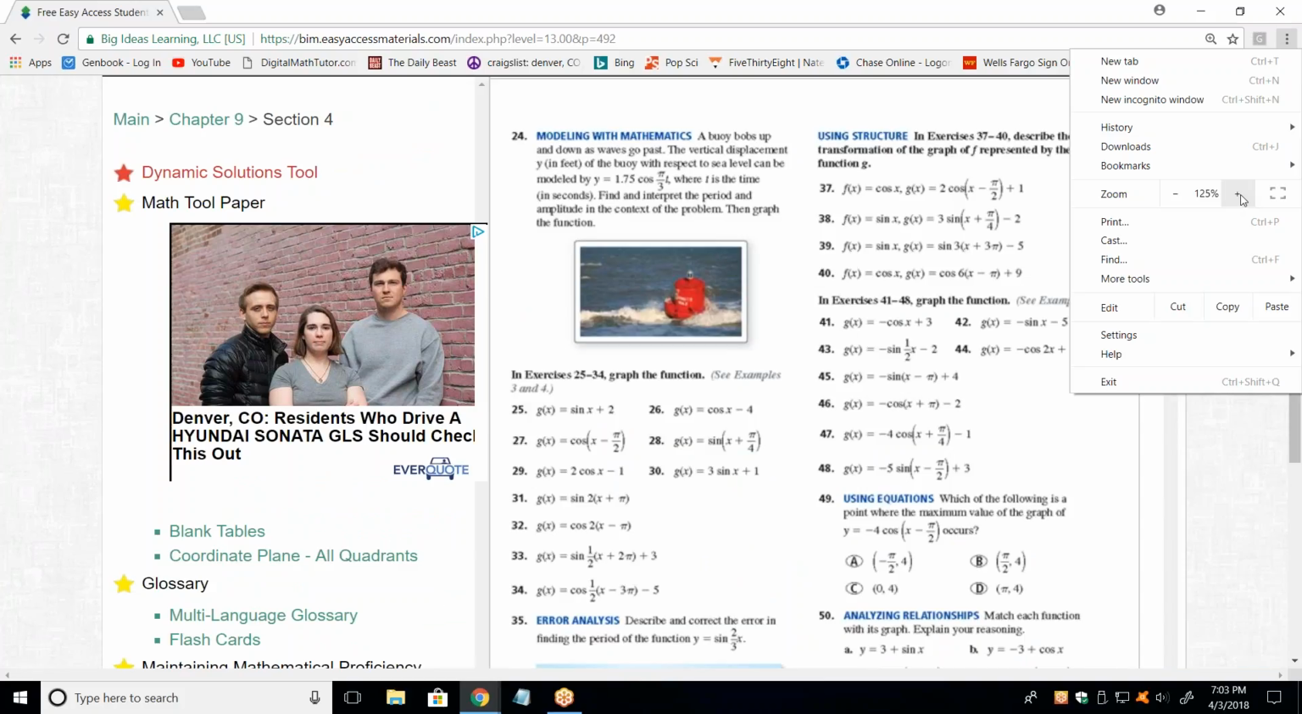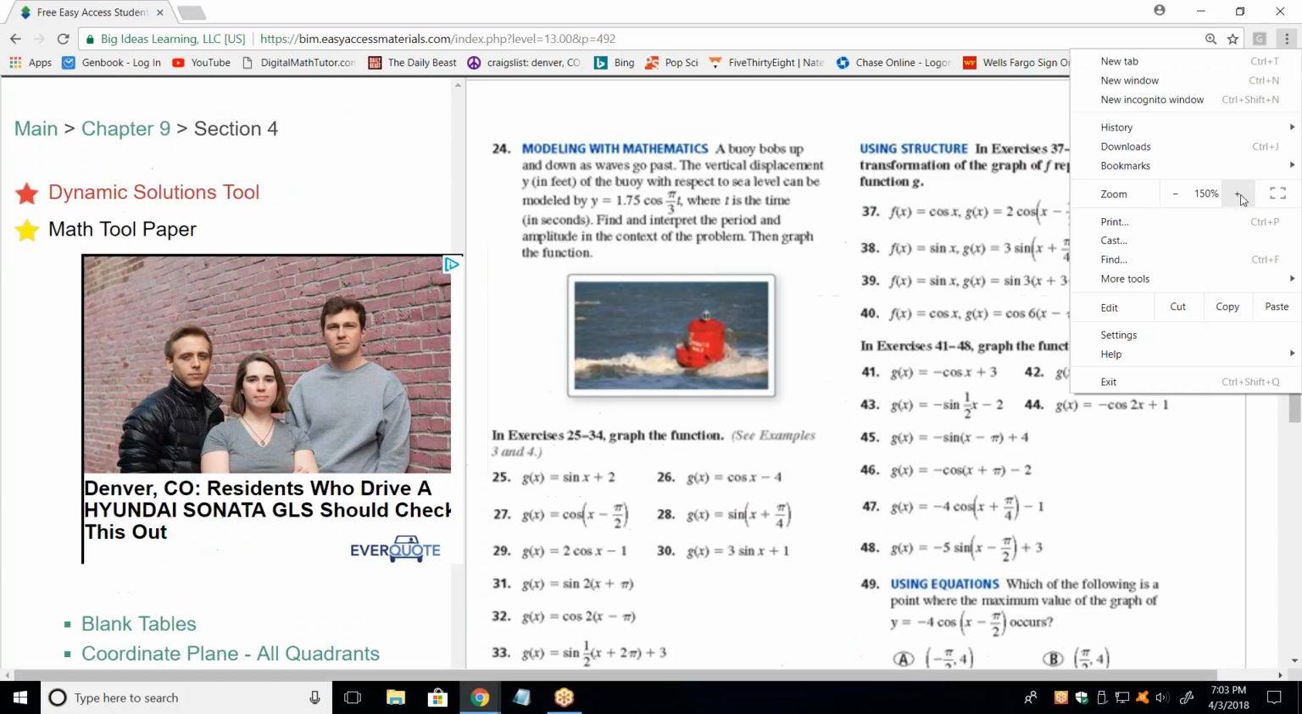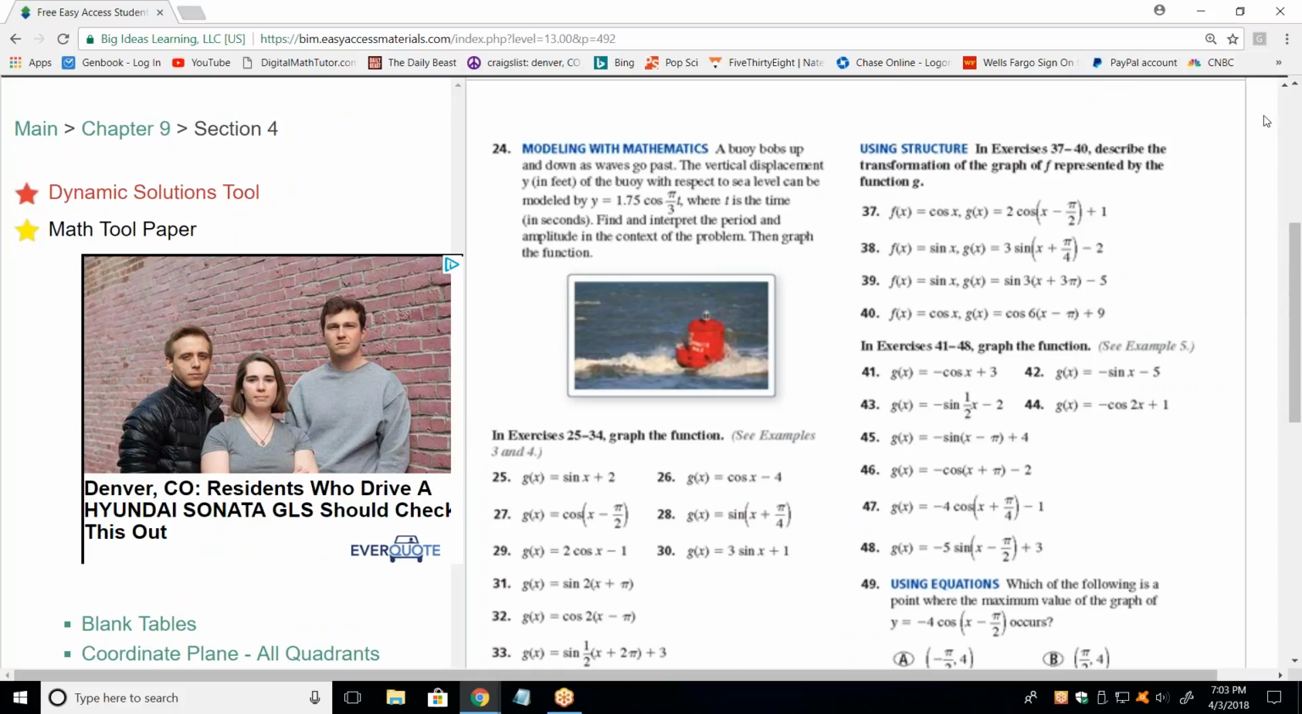Where do you want to start? So problem 37. And so my teacher did 4 individual problems. So 37 is the first one. Okay. Describe the transformation of the graph of f represented by the function g.